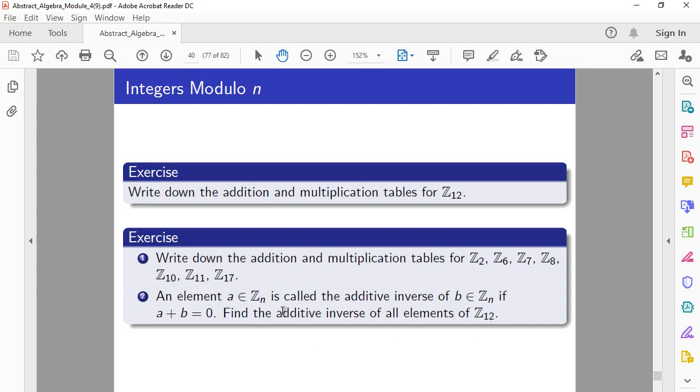So generally speaking, if I have A in Zn, then what can I add to A to get 0? Well, notice that B should be n minus A. If you take B to be n minus A, then the sum of A and B would be n, but n is 0 mod n, right? So A plus n minus A would be n, which is 0 mod n. So the additive inverse of A is just the modulus minus A.